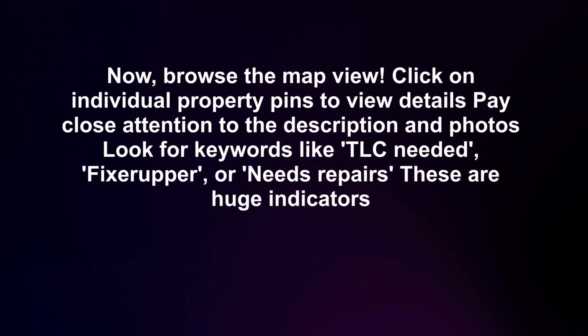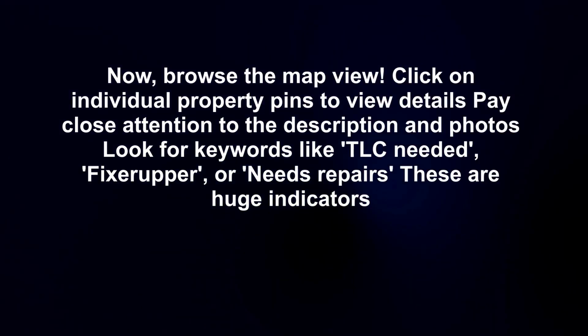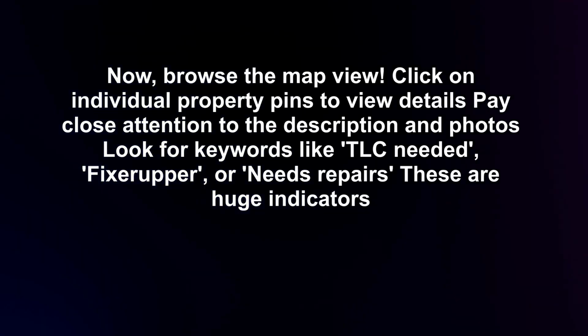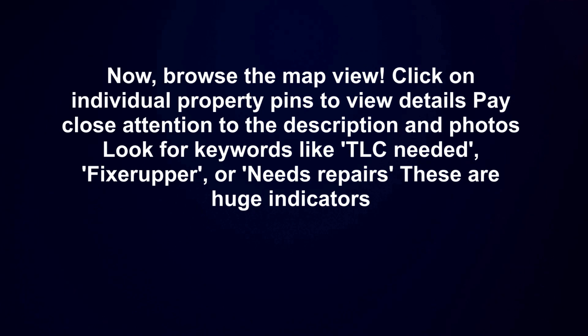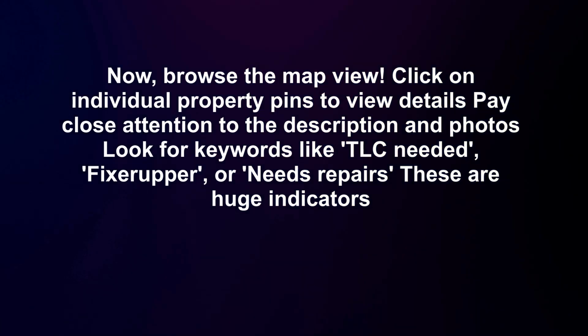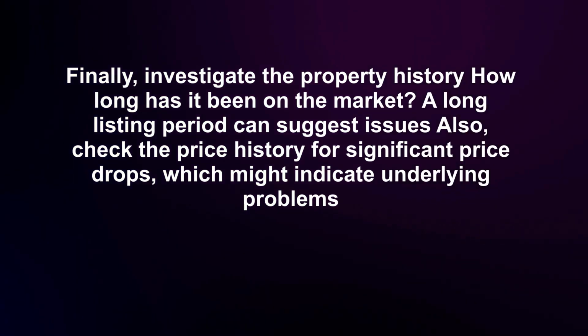Now, browse the map view. Click on individual property pins to view details. Pay close attention to the description and photos. Look for keywords like TLC needed, fixer-upper, or needs repairs. These are huge indicators. Finally, investigate the property history.